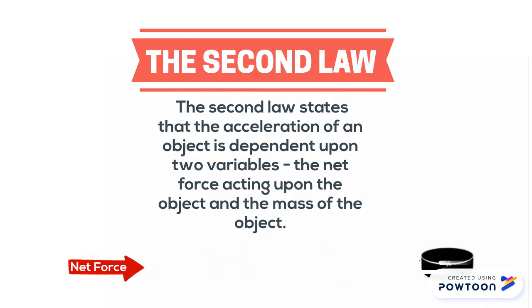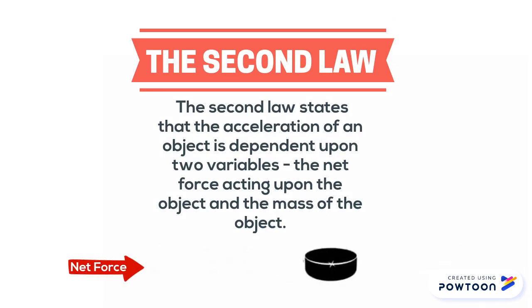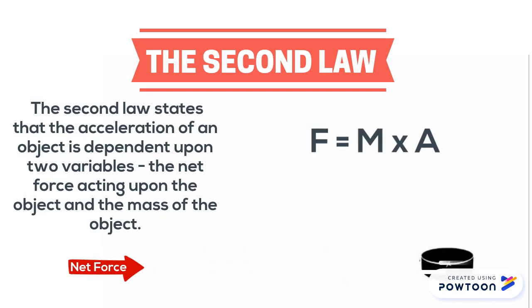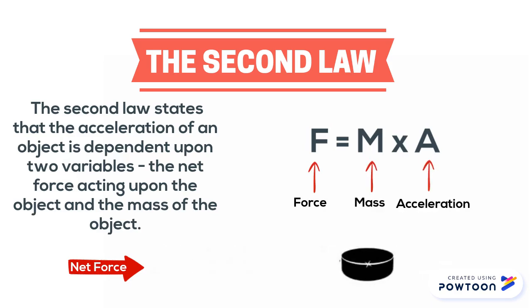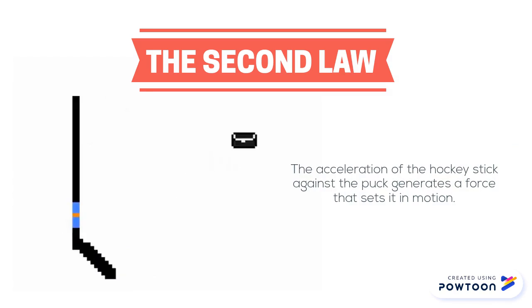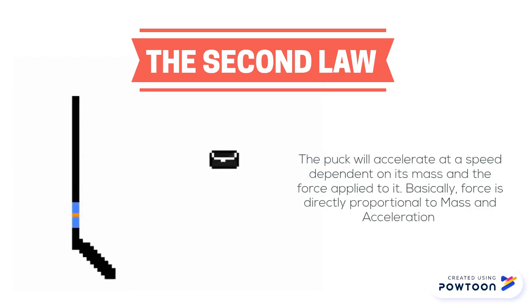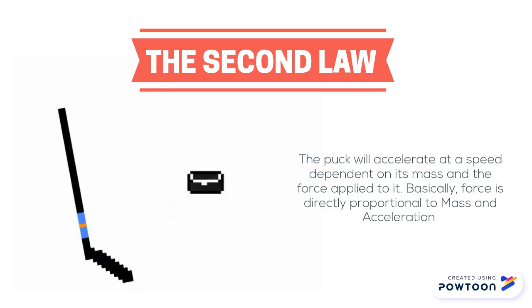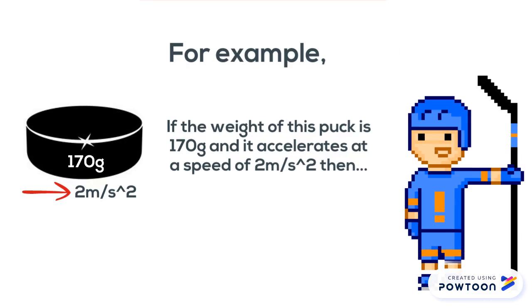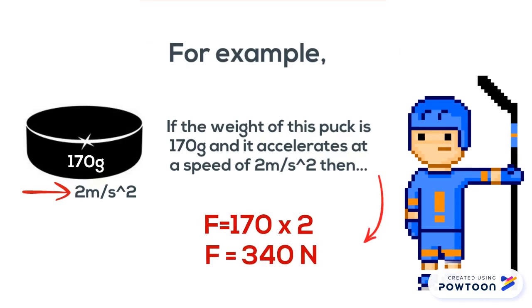Newton's second law of motion states that the acceleration of an object is dependent upon two variables, the net force acting on the object and the mass of the object itself. In simple terms, the law states that force equals mass times acceleration, or F equals ma. In this scenario, the hockey stick acts as an opposing or external contact force as it strikes and starts the puck in motion. The puck then accelerates at a speed dependent on its mass and the force applied to it. Basically, force is directly proportional to mass and acceleration. For example, if the weight of the puck is 170 grams and accelerates at a speed of 2 meters per second squared, the force would equal 340.